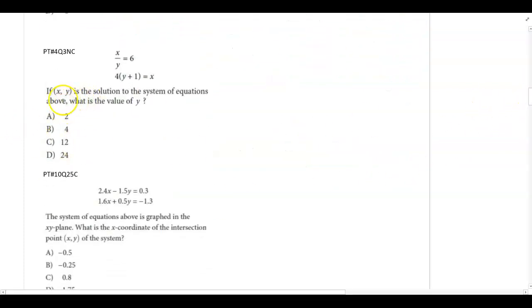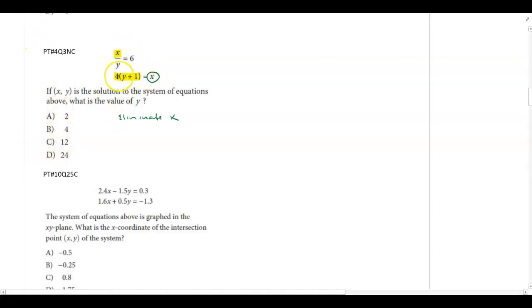Next one. If (x, y) is the solution to the system of equations above, what is the value of y? Now our goal is to eliminate x. The nice part about this is you see you already solved for x in this equation. So if I take that value of x, which is 4 times y plus 1, and substitute it in here, this equation would only have y's in it, and that's what I need to find.